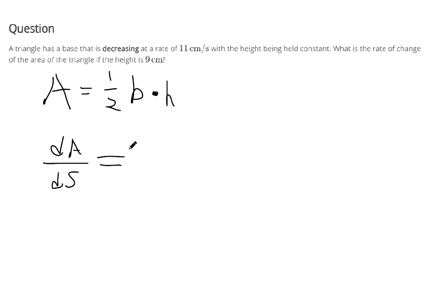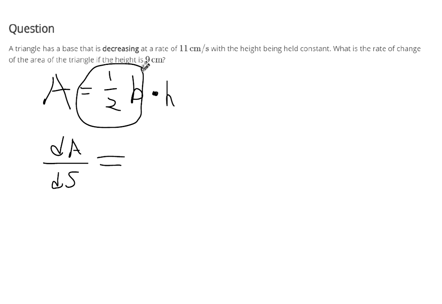And so to do that, we need implicit differentiation, because whatever the base is in terms of seconds, we don't have a formula for that. We don't know what the height is after a certain amount of seconds. So both of those are unknown variables when we talk about the base and the height in terms of time. So we have to use implicit differentiation.